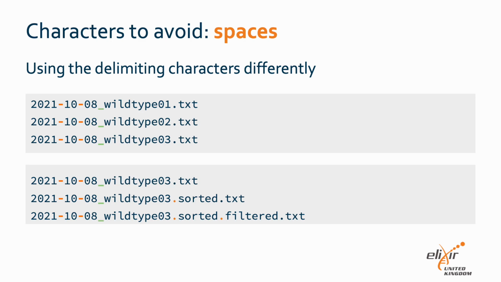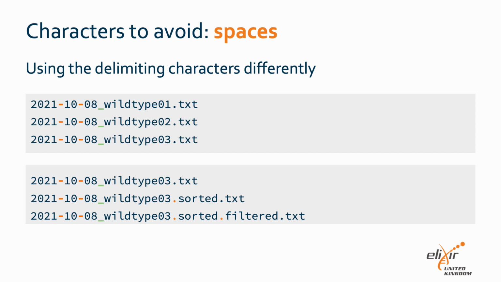There are subtle conventions you can follow when choosing between the underscore, dash, and full stop. The underscore is used generally to separate words or pieces of information. In this example at the top, we show 3 files containing data for an assay performed on 3 wild-type mice. Here, there are 2 pieces of information contained in the file name. The first is a date and the second is a mouse ID.